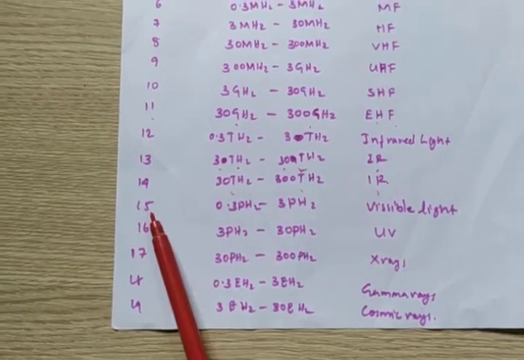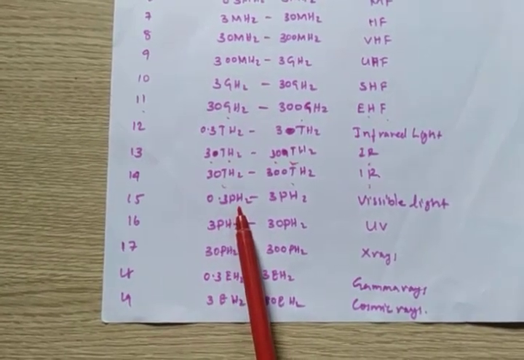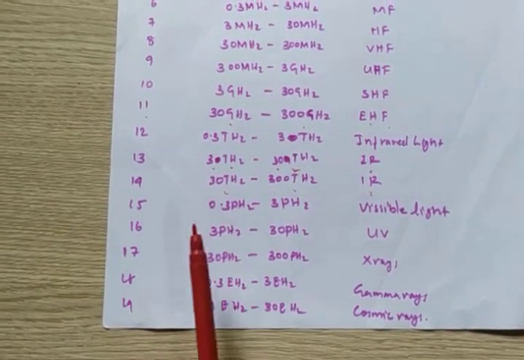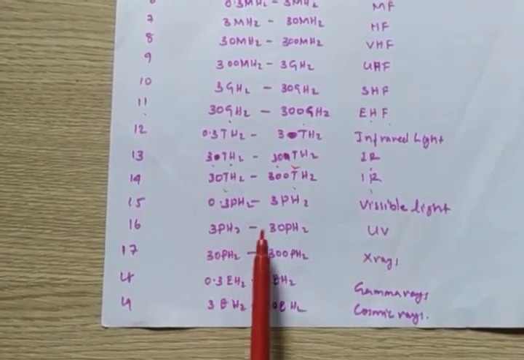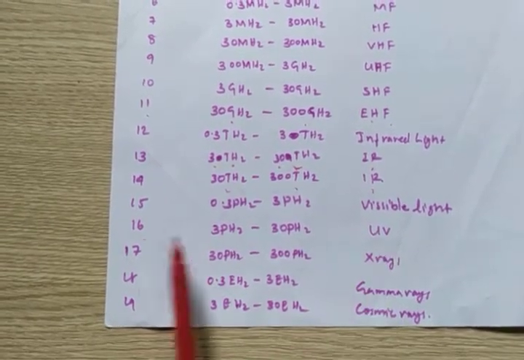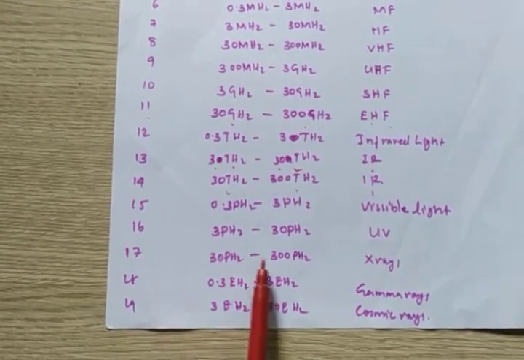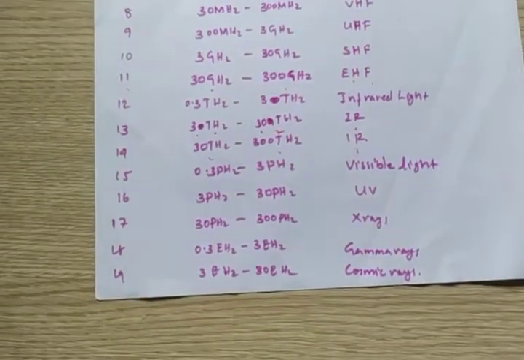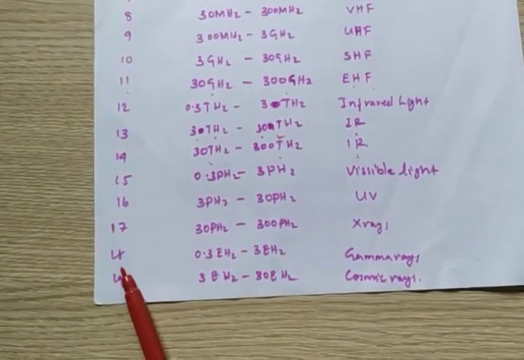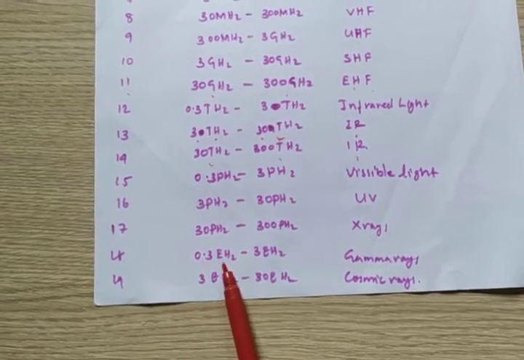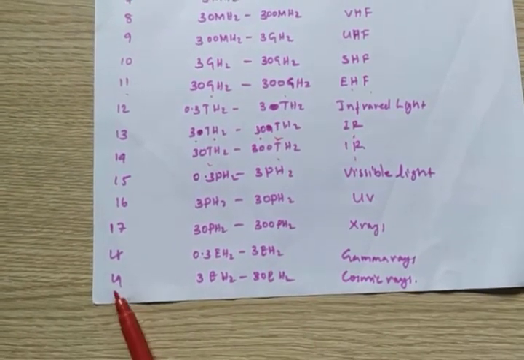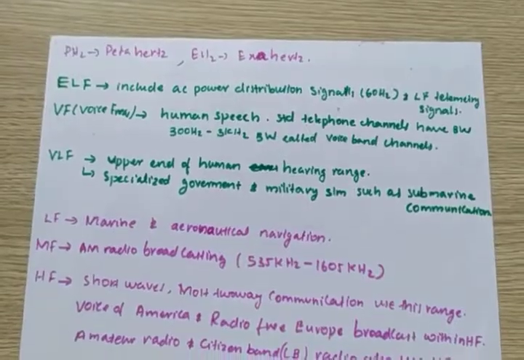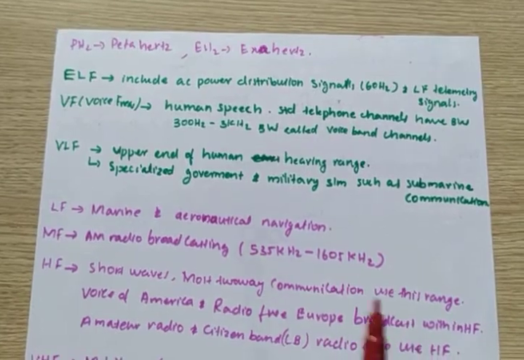Here, band 15, 0.3 petahertz to 3 petahertz, means visible light. 3 petahertz to 30 petahertz is ultraviolet. 30 petahertz to 300 petahertz, X-rays. And now the last, the 18th, 0.3 exahertz to 3 exahertz, gamma rays. 3 exahertz to 30 exahertz is cosmic rays. Okay, these are the frequency bands.